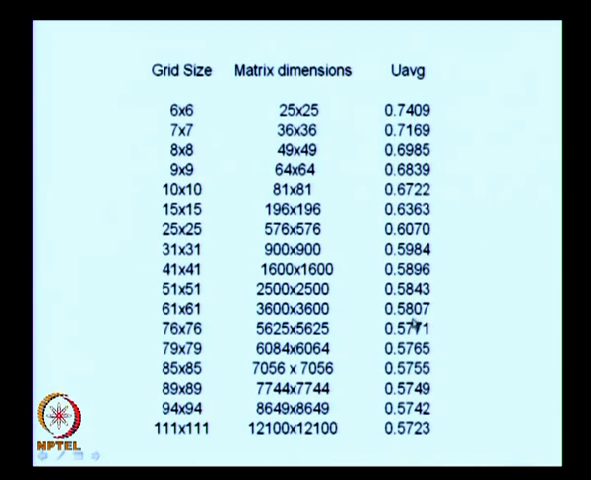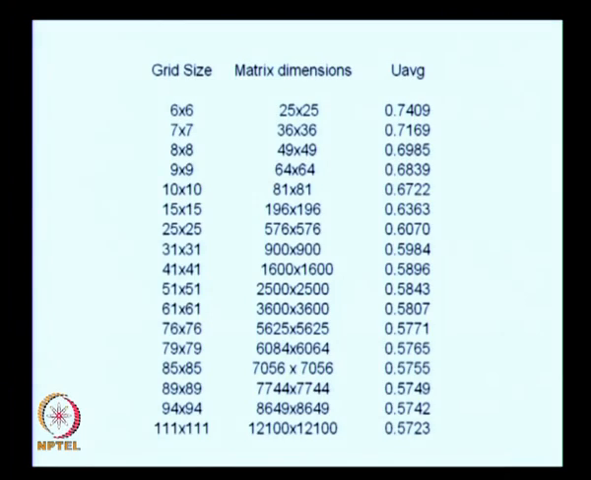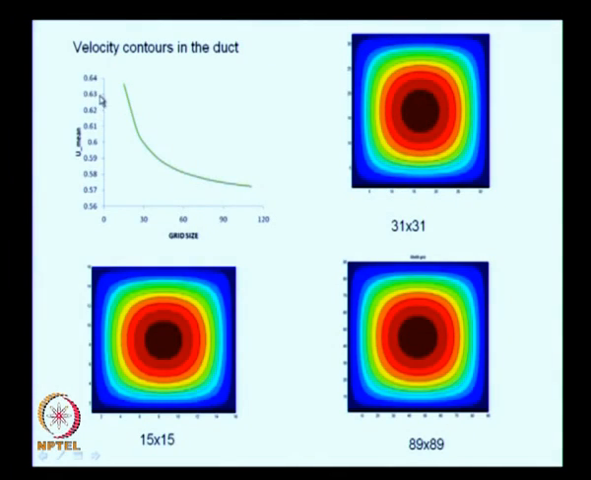So the change is becoming less and less, and 94 by 94 is 0.5742. So about 0.57 is the velocity that we are getting as the average velocity, and this is what we expect as average velocity, and the same thing is plotted here. It is the mean velocity that is computed versus the grid size, and we can see that for small grid sizes there is a rapid change here, but eventually it is coming down to about 0.57.